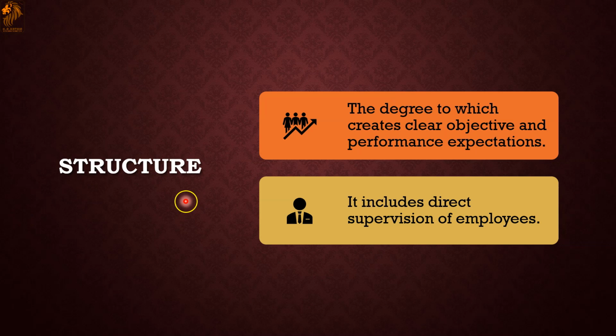Second is the structure. Structure is very important for the organization. It is the degree to which the organization creates clear objectives and performance expectations. So you can say this is the level at which you have to perform according to your duties. Let's say a worker has to work on the machine only, and an accountant has to work with the accounts and deal with the departments only. So each and every post has a set of instructions which they have to follow. Structure tells us that.